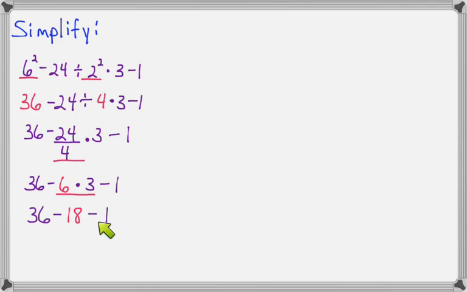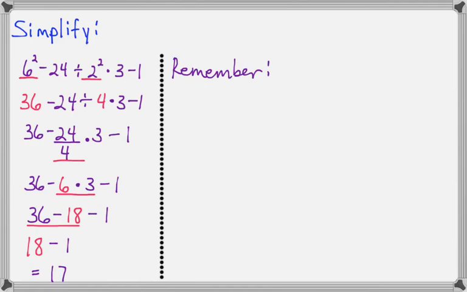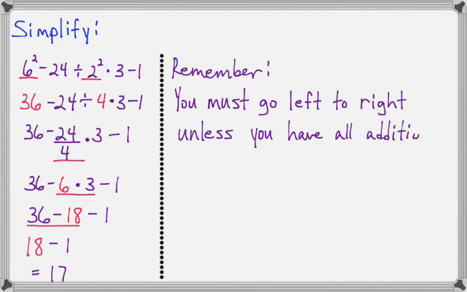And now we go left to right. 36 minus 18 is 18. And 18 minus 1 is 17. Okay, now remember, you need to go left to right. And I'm going to show you what happens with your subtraction if you don't go left to right. So here's 36 minus 18 minus 1. So occasionally somebody will look at this, and I guess because this one is easier, they'll go 18 minus 1 first, which makes them think they have 17 here. And then 36 minus 17 is 19, but that's not correct.